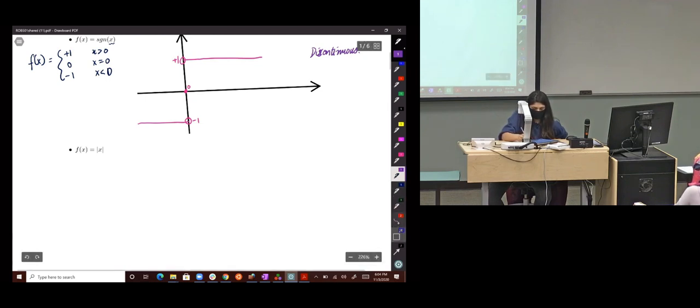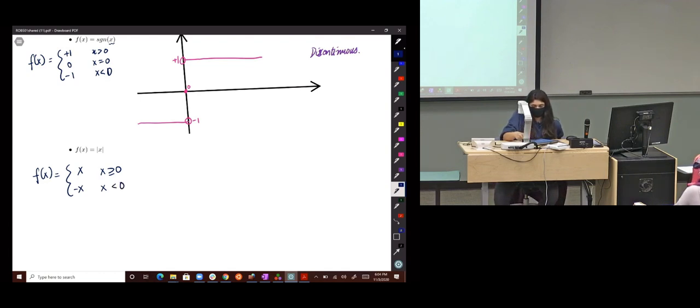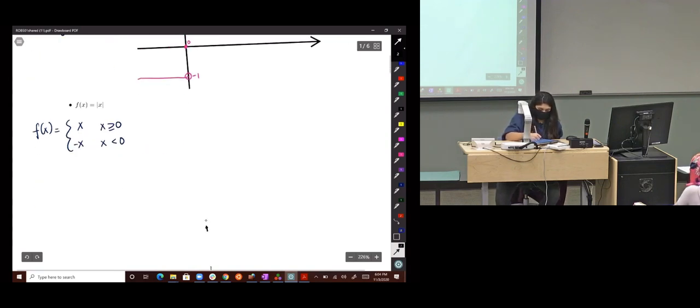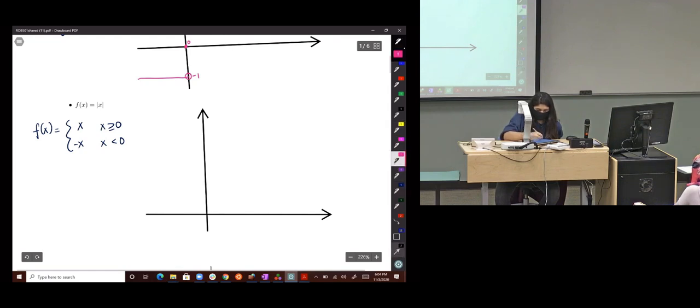Similarly, let's take a more challenging example. Absolute value of x. How do you break down this function? Well, this function is f of x. It will take the value x if x is positive, and it will take the value -x if x is negative. How would we draw this? We know how to draw the absolute value of a function. It looks somewhat like this.